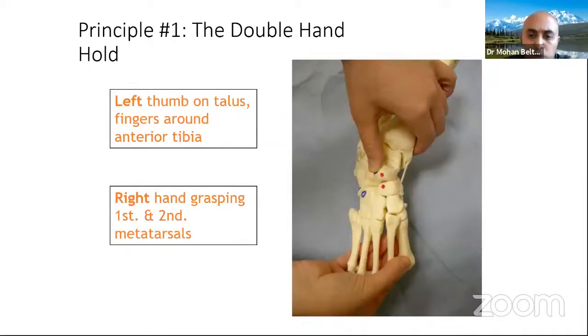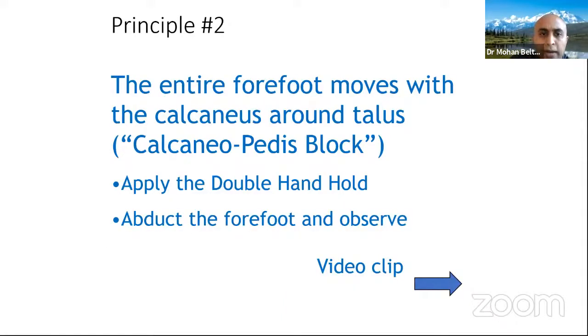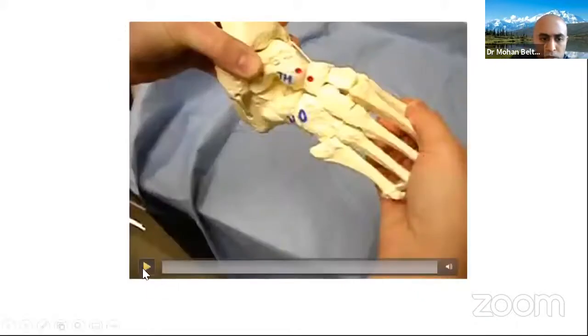So now, coming to how we do the manipulation and the casting. There are a couple of important positions. Like I said, this is a two-handed manipulation technique where one hand rests on the lateral talar head, the thumb rests on the lateral talar head, and notice that the other fingers are encircling the leg anteriorly, not posteriorly, where you may run into the problem of blocking the calcaneus from moving underneath the talus. And the other hand grasps the metatarsals, even all the way up to the talonavicular joint, to prevent any midfoot break. So the entire foot moves with the calcaneus underneath the talus, and this video is going to show that.